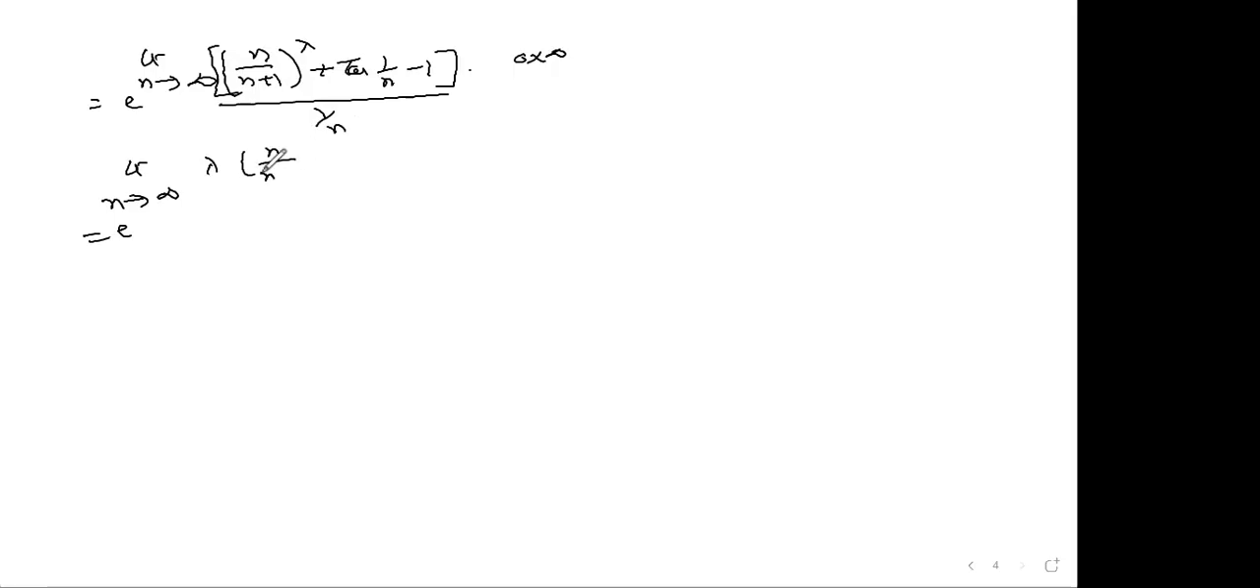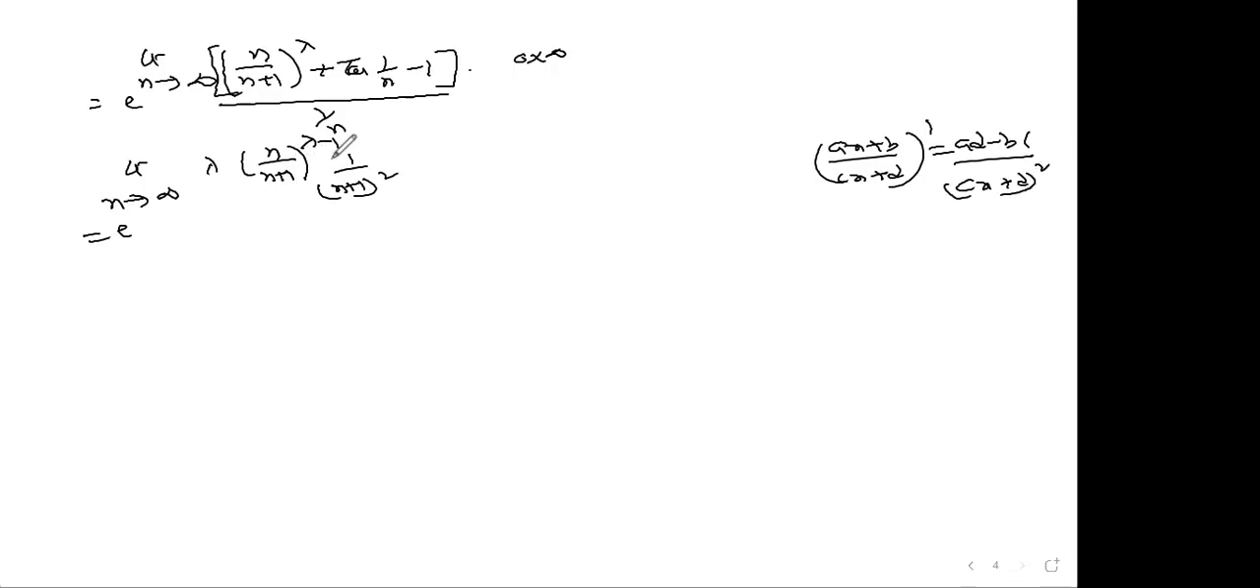This is (n divided by n plus 1) whole to the power of lambda minus 1. Here, AD minus BC over (n plus 1) whole square. Which formula did I use here? The derivative of (AX plus B) by (CX plus D) is AD minus BC divided by (CX plus D) whole square. This is the formula I applied over here, the internal derivative.